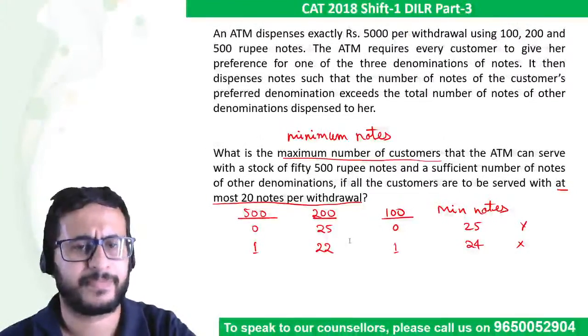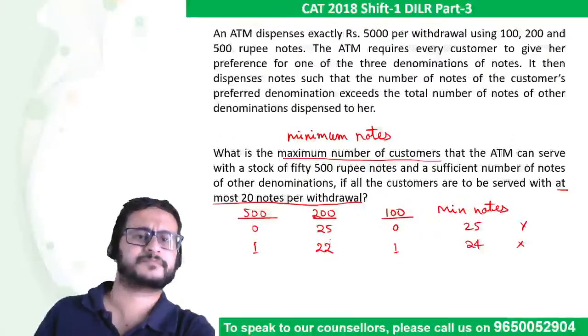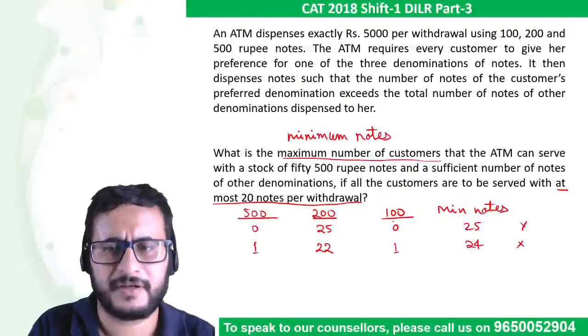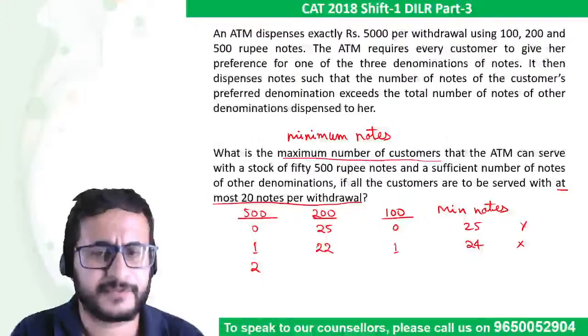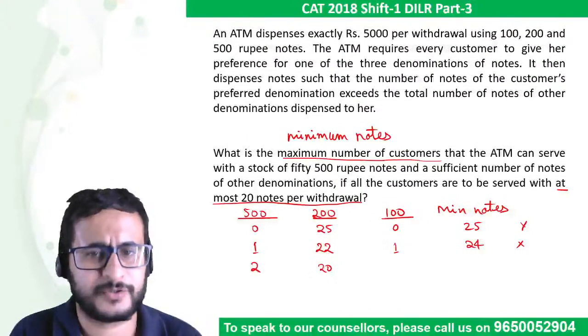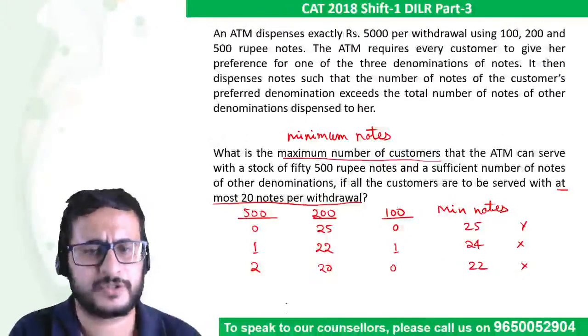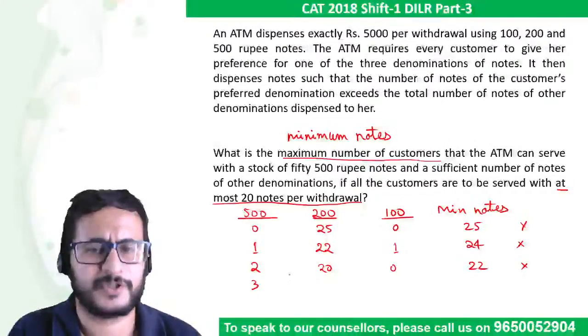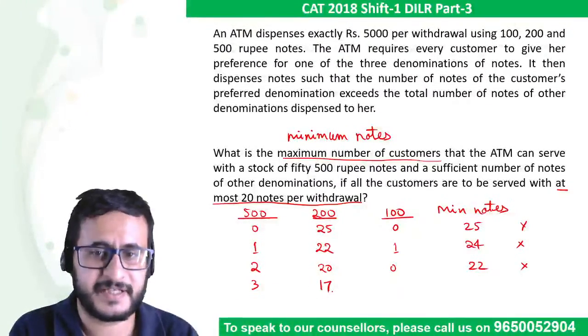Because what you have to have is at most 20 notes, right? If you give 2, you have to have 4,000 rupees more. You can give 20 here. So 20, and this is 4,000 plus 2, 5,000. But still you are giving 22 notes. This is also not possible. Suppose you give 3 notes, then you can make it 15, and you have to make 34. I can give 17 and 1.